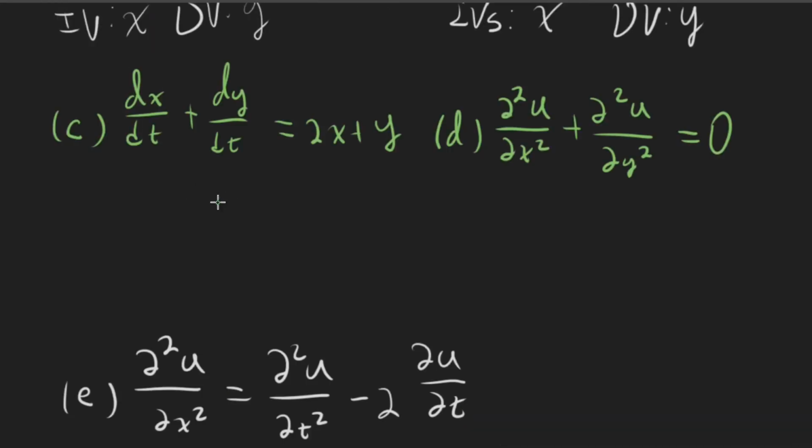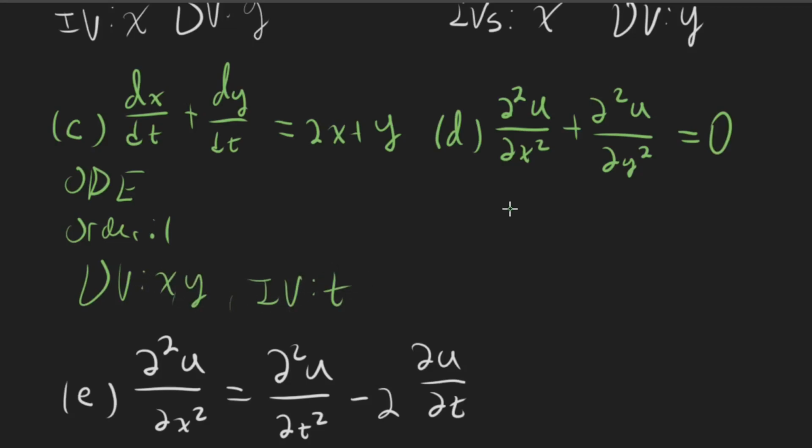Now right here you can see that once again, we don't have any partial derivatives, so it's an ODE, and the order is 1, and we have 2 dependent variables this time, so our dependent variables are x and y, and our independent variable is t.